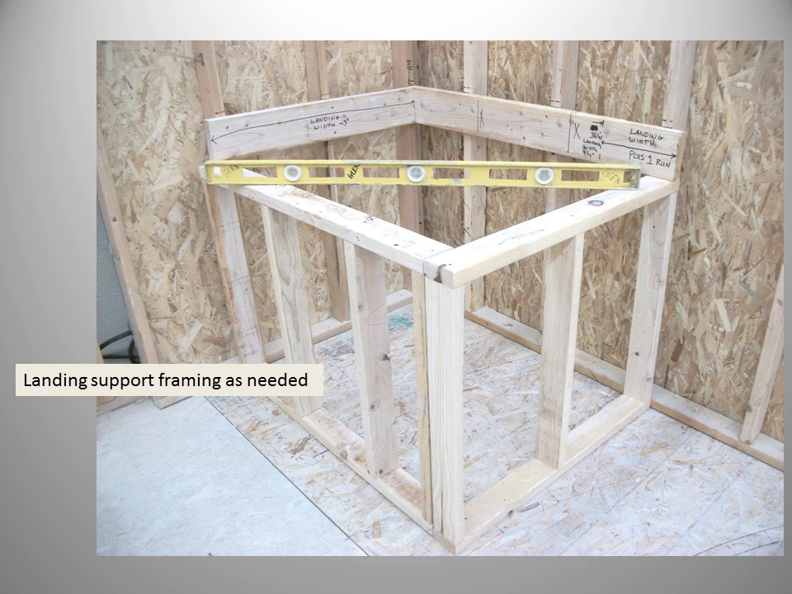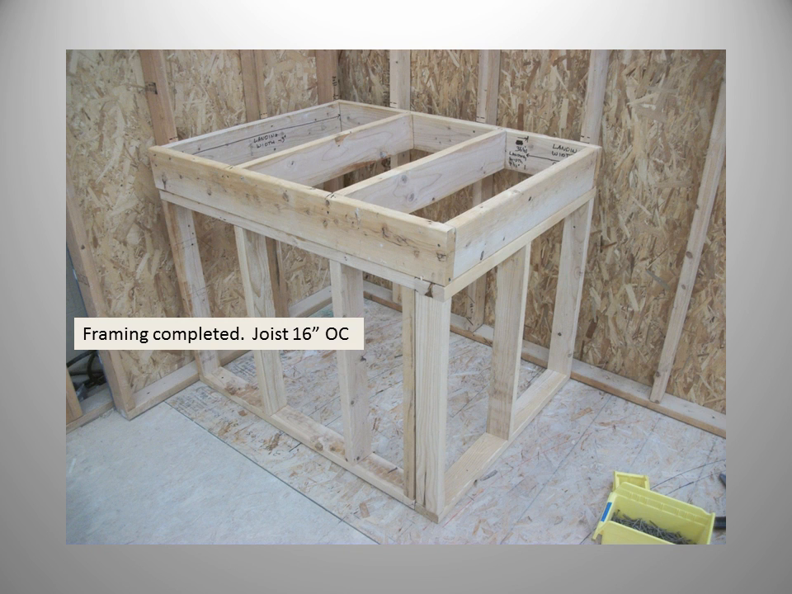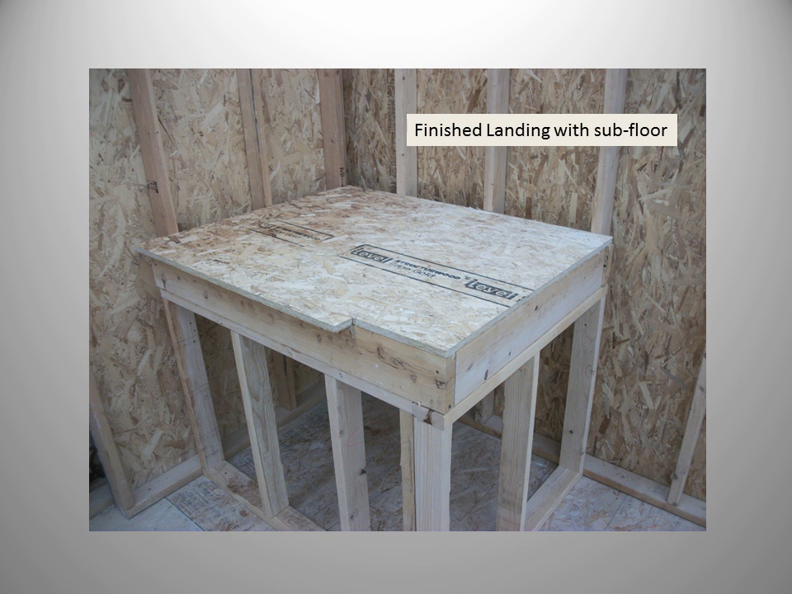We can build support walls to carry the landing. The outside dimensions of your support walls should match the 36 by 50 inch landing dimensions. We can now complete the landing framing and fill in the landing joists at 16 inches on center. And then we can install the subfloor of the landing.